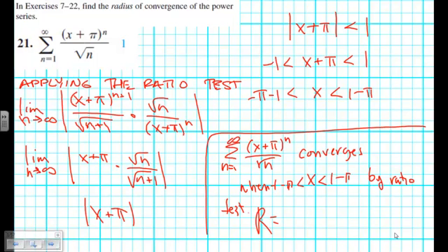What's the center? Pi? No. The center is the value of x which is going to make that expression 0. Oh, it's negative pi. Negative pi. Okay, so what's the radius of convergence from negative pi if I go down?